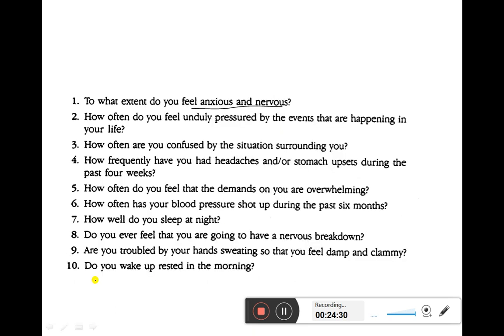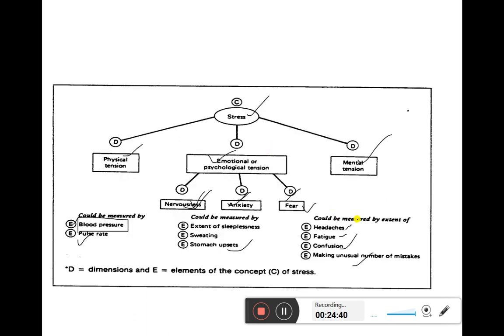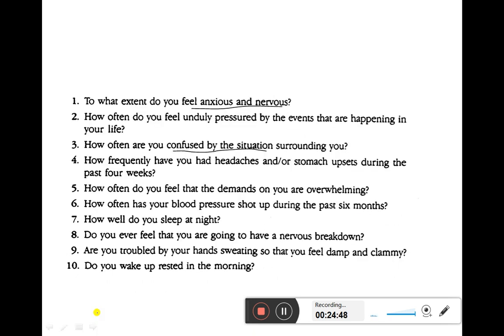Next, how often are you confused by the situation surrounding you? That is confusion. Is it? Confusion in the situation. This is an element, but then develop the question. That is the questionnaire. Hope you have clearly understood. First I took a concept, and stress was a concept. Then I split it up into different dimensions, and on each dimension I made different elements, and now upon each element I am going to construct and develop different questions or statements.